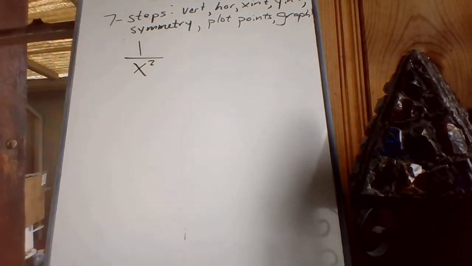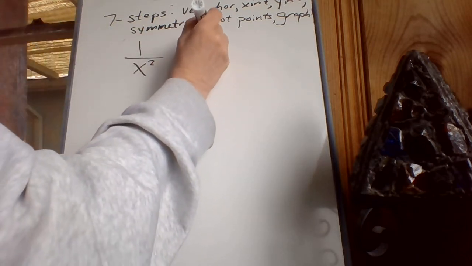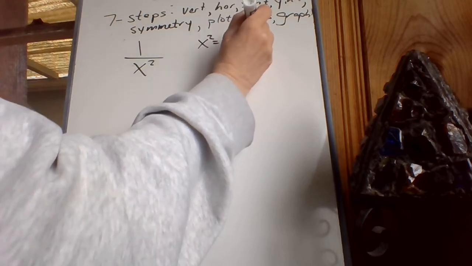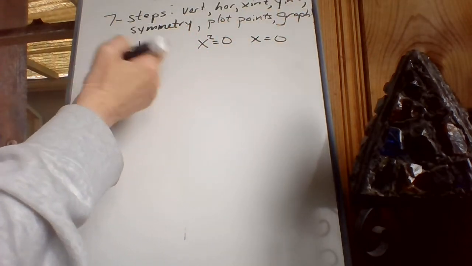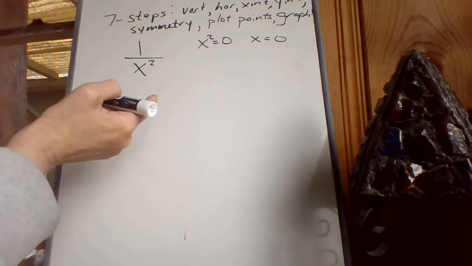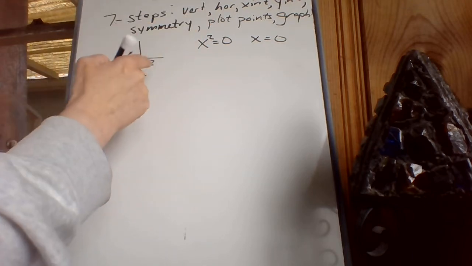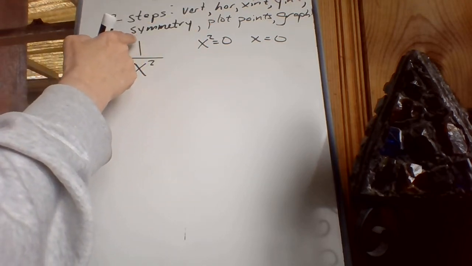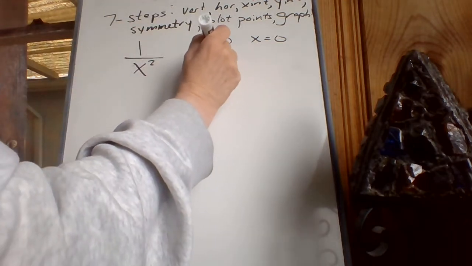1 over x squared. Okay. All right, so vertical: set the denominator equal to 0. Horizontal: set the numerator equal to 0. There's no way the numerator is equal to 0. I mean, no, horizontal is look at the powers. Sorry, that's x-intercept. Horizontal is look at the powers. Power on the top is smaller than the power on the bottom. So that's the x-axis.